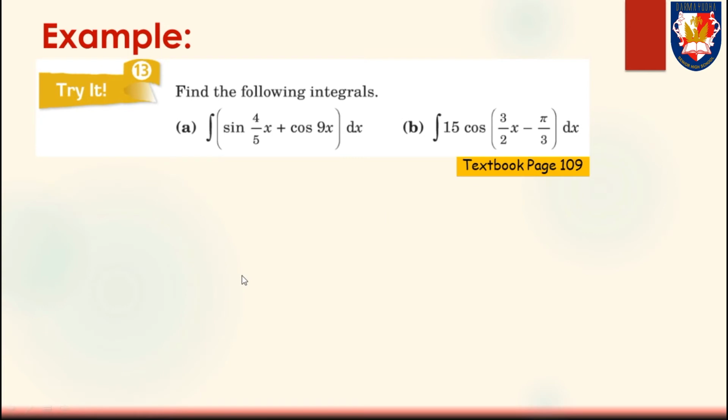Example, try 13. Find the following integrals. Part A, integral of sine 4 over 5x plus cosine 9x dx. Part B, integral of 15 cosine 3 over 2x minus pi over 3 dx. Let's start from part A.